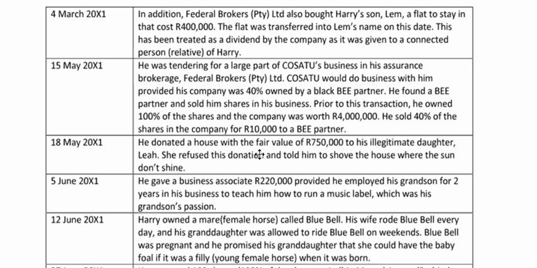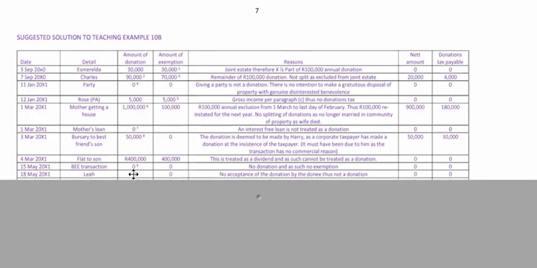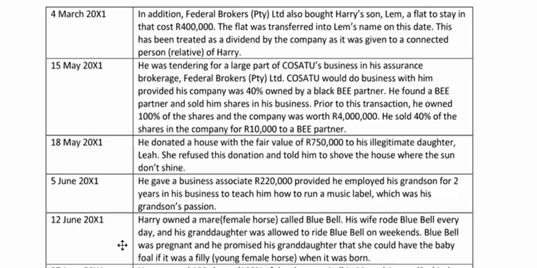He donated a house with a fair value of 750 to his illegitimate daughter Leah. She refused this donation and told him to shove the house where the sun don't shine. So one of the requirements for a donation is that it needs to be accepted by the donee. In this case, there's no acceptance by the donee, so this is not going to be treated as a donation. So there you can see with Leah, there's actually no donation. She didn't accept it, it's not treated as a donation.